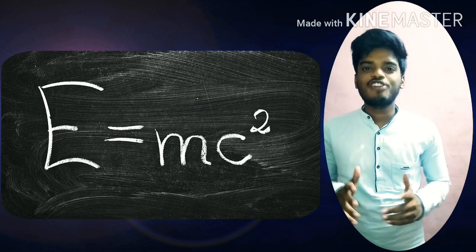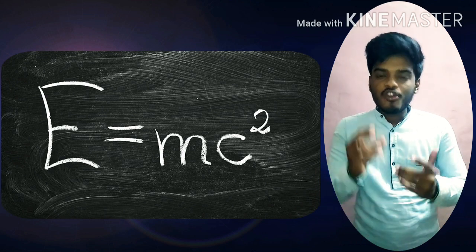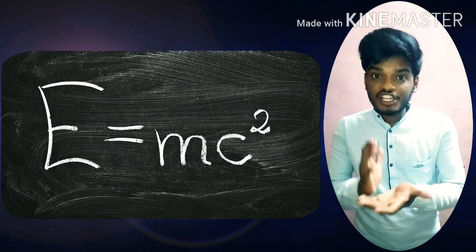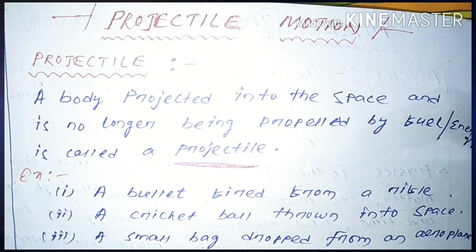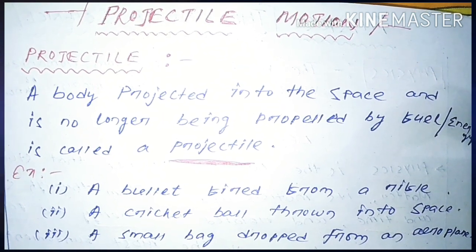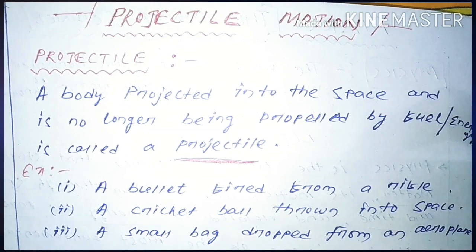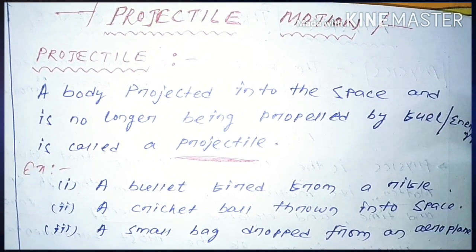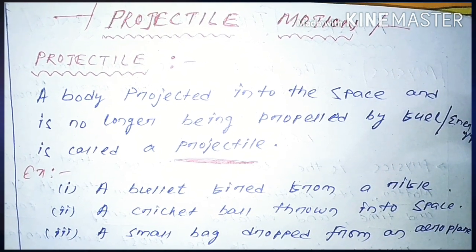Will discuss another interesting topic of projectile motion, that is, when a projectile is thrown or fired vertically upwards, what happens? Hello viewers, in my previous video I thoroughly discussed projectile and projectile motion. In this video we start with the projectile thrown vertically upwards, motion under gravity. So let's start.